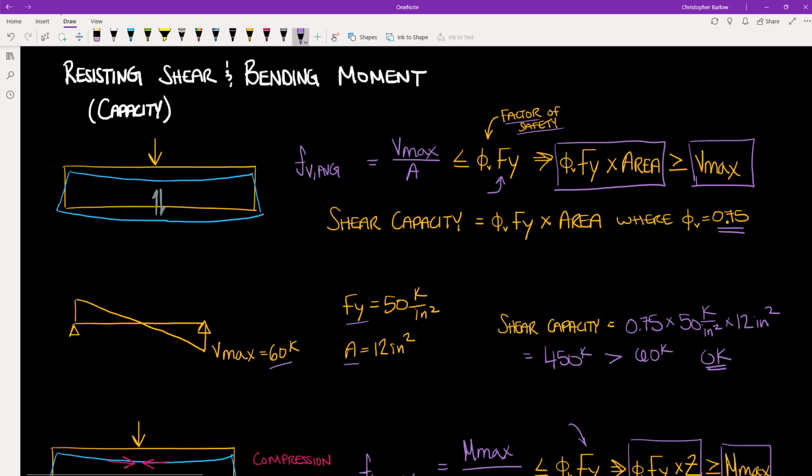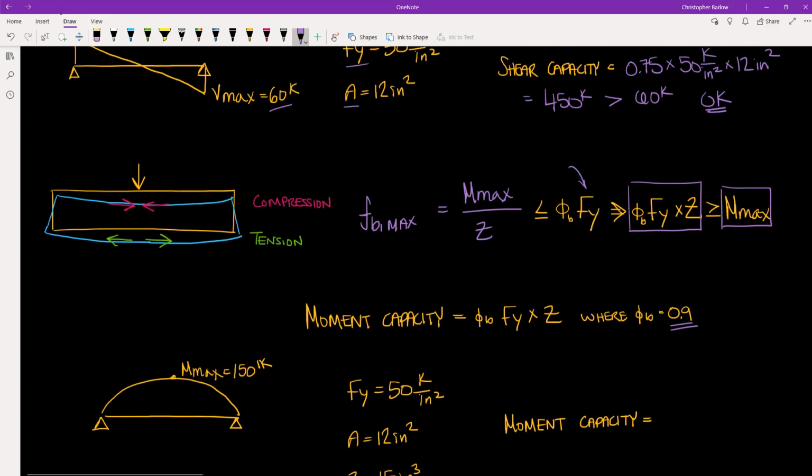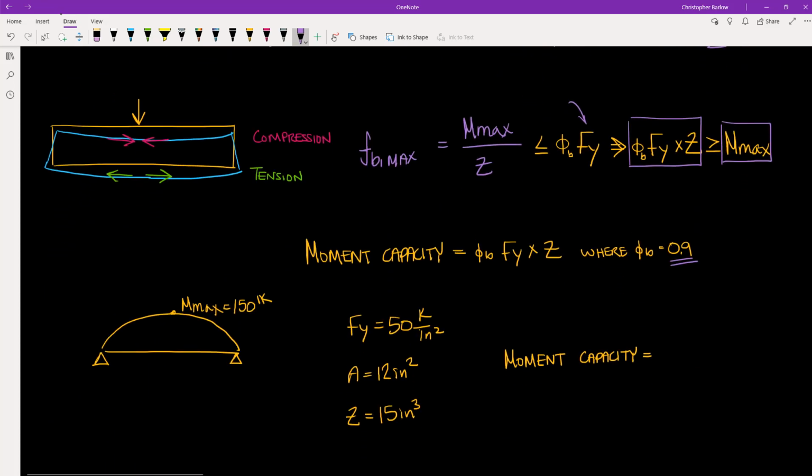So for shear, we are reducing our capacity by 25%. For bending, we are reducing only by 10%. And that's because shear is a much more sudden and catastrophic failure than bending. So we need to apply a factor of safety for shear that will further reduce our capacity. Whereas with moment, a reduction of 10% is permissible.